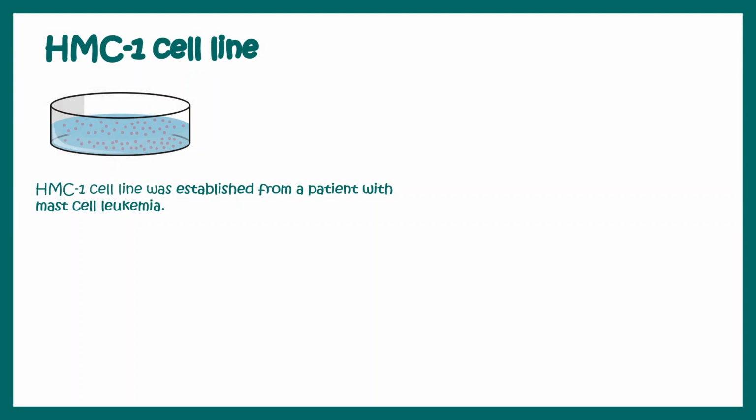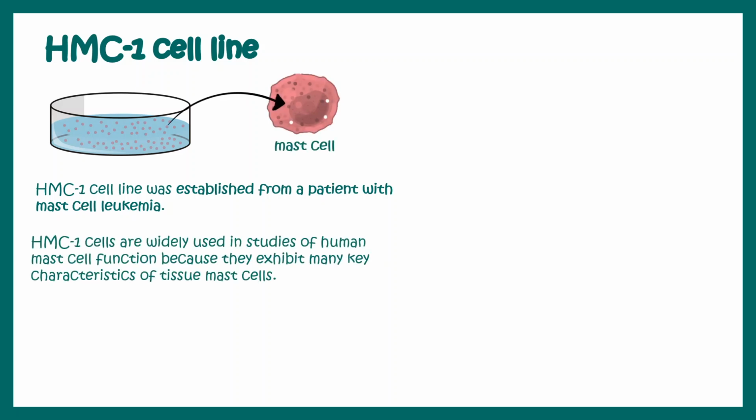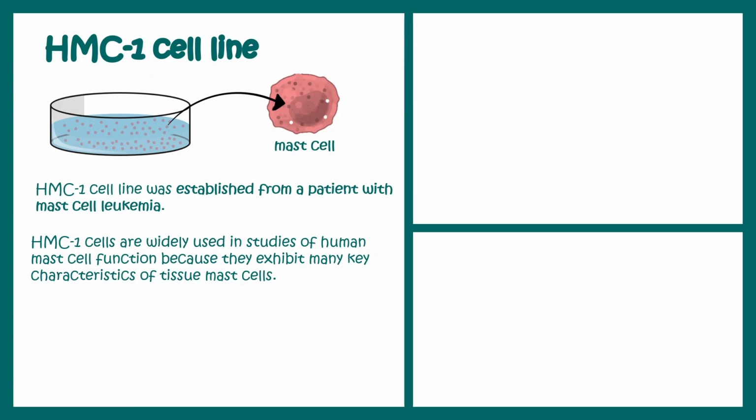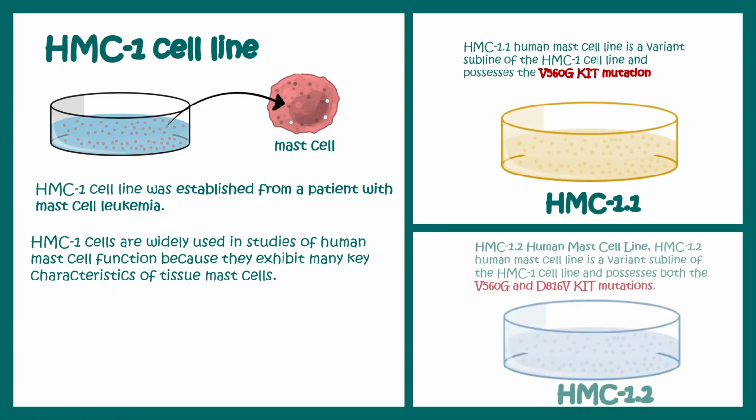Now let me tell you an example of cell strain. HMC1 cell line is a frequently used cell line to study mast cells. So basically this is a mast cell leukemia cell line. Whenever we want to study some aspects of mast cells, we can use this cell line. Now there are two variants of this cell line, HMC 1.1 and HMC 1.2. Both these cell variants are actually cell strains, or subsets that are selected differently based on specific mutations.